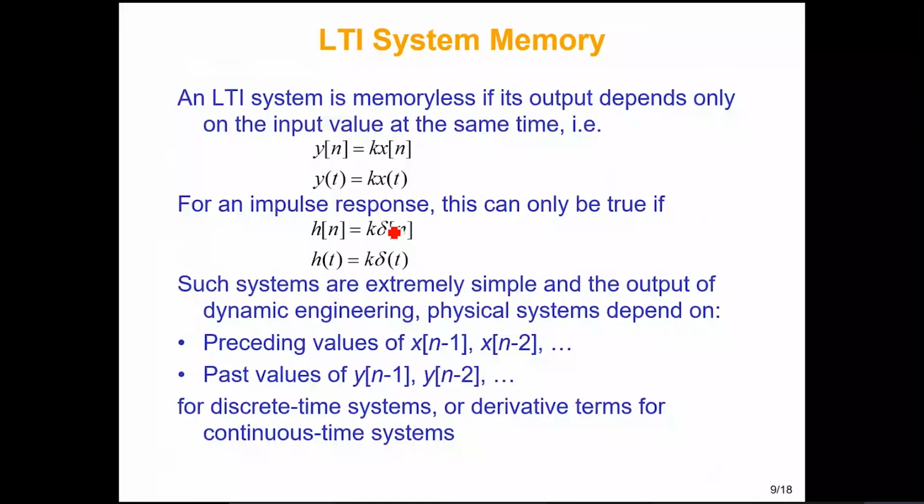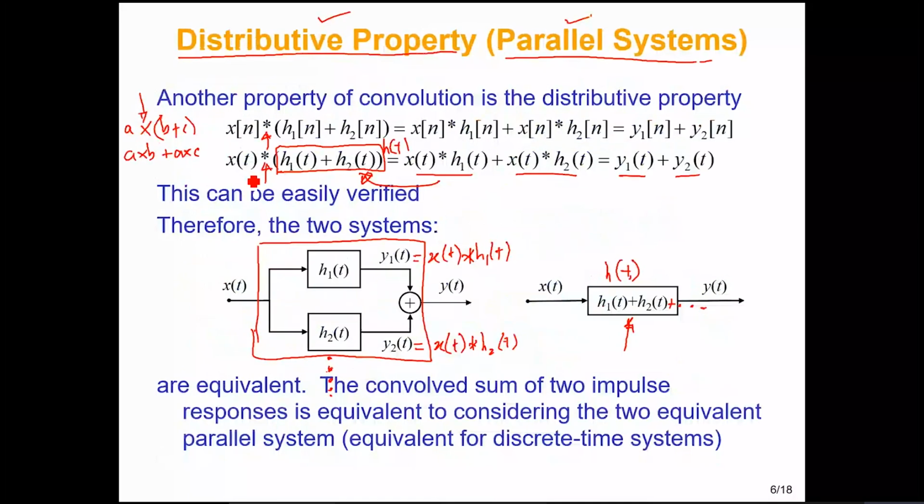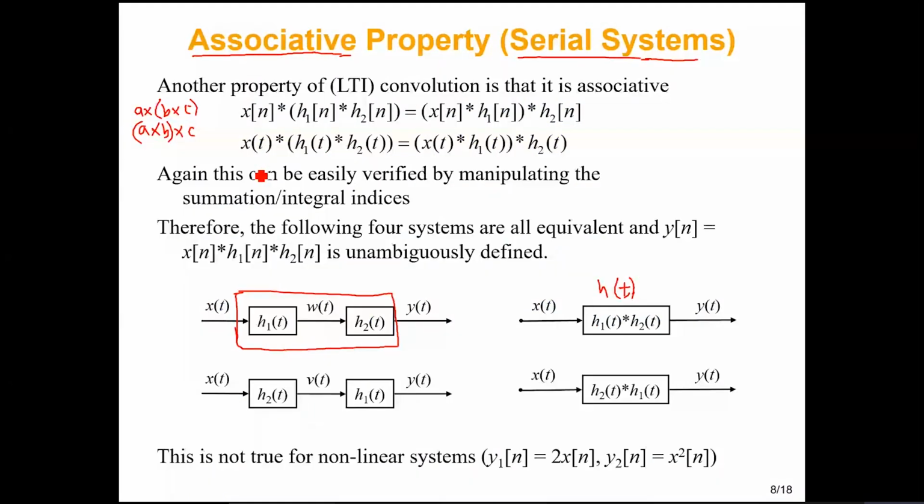Similarly, if we just continue, these two properties together, the associative property and your distributive property, help us in simplifying complex systems which have multiple systems patched together in series or parallel. We can just have one equivalent system for that. And how we reduce that is by using your associative and distributive property and coming up with an equivalent single system.